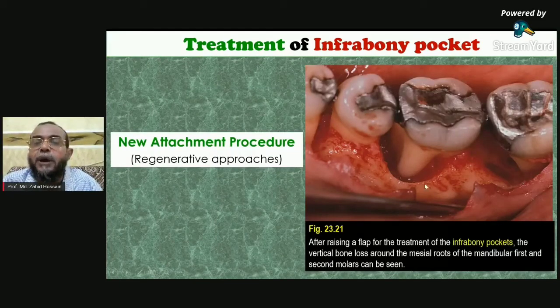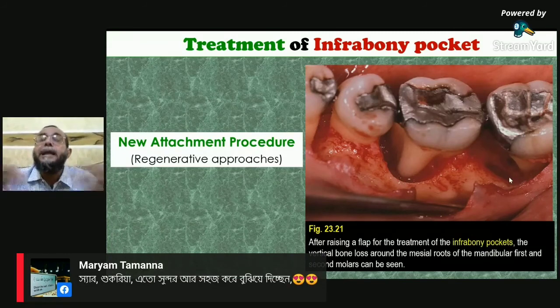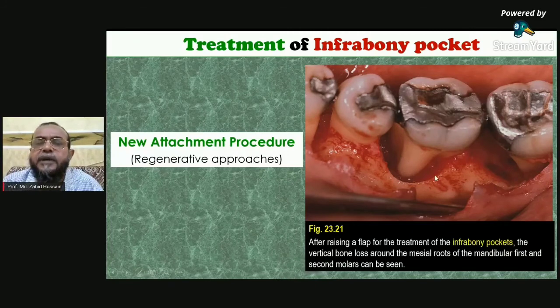Infrabony pocket, you see the pocket, you see how it is. This type of pocket usually needs regenerative therapy. So we have to remove all debris, granulation tissue, necrosed cementum, necrosed bone, until you reach healthy tissue, removing all pathologic tissue. Okay, then you can use bone graft material. You can use platelet-rich fibrin, also with a membrane. So we have different types of surgical procedures to repair this type of defect. It is a very deep vertical defect of bone loss.